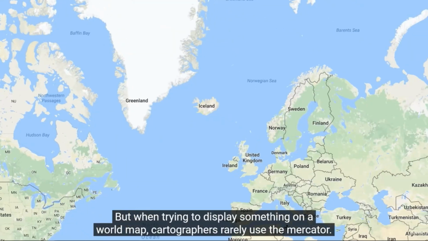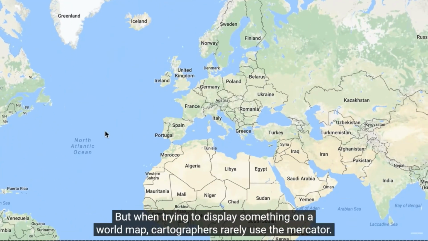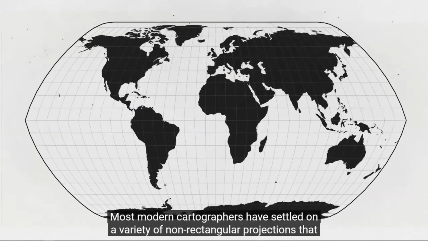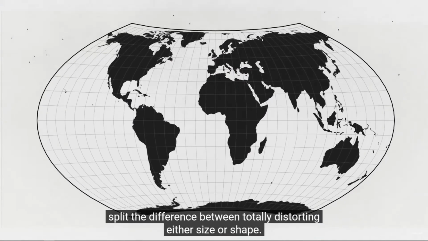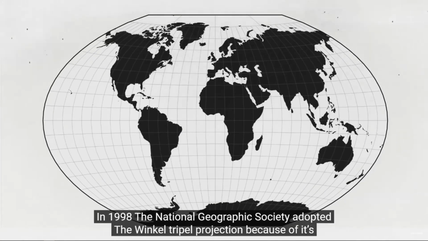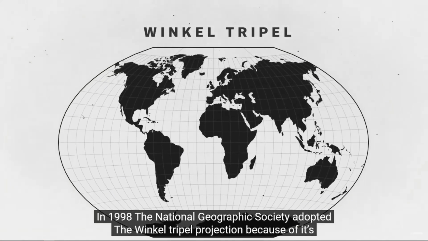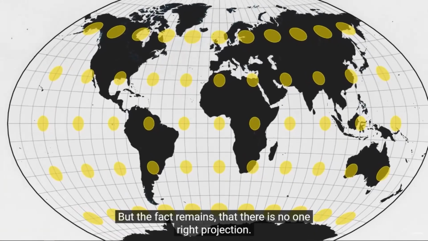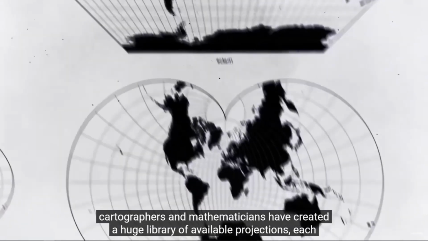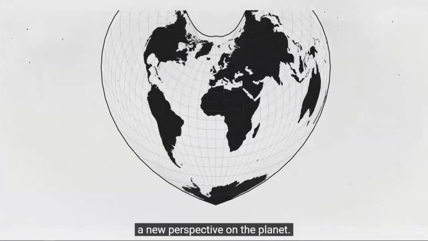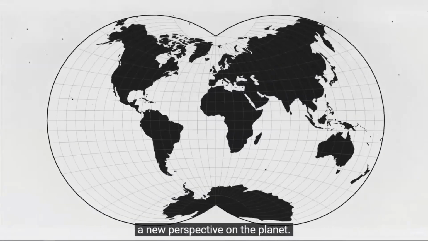But on a world map scale, cartographers rarely use the Mercator. Most modern cartographers have settled on a variety of non-rectangular projections that split the difference between distorting either size or shape. In 1998, the National Geographic Society adopted the Winkel Tripel projection because of its pleasant balance between size and shape accuracy. But the fact remains that there's no right projection. Cartographers and mathematicians have created a huge library of available projections, each with a new perspective on the planet, and each useful for a different task.